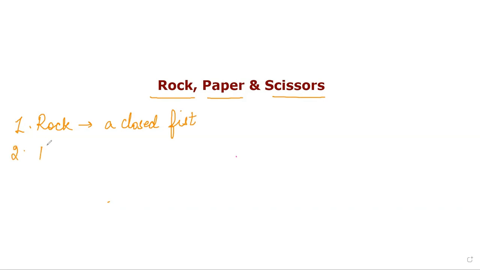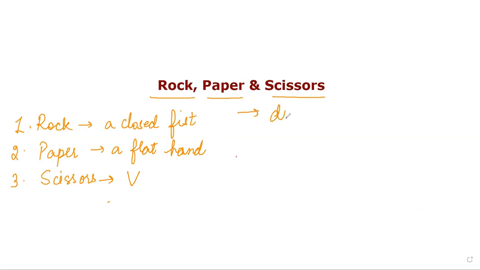For paper, they have to show a flat hand, and for scissors, they have to make a V shape. Okay, now there are three possible outcomes for this game. Draw means a tie, when both the players make the same shape. Second, win, and third one is lose.